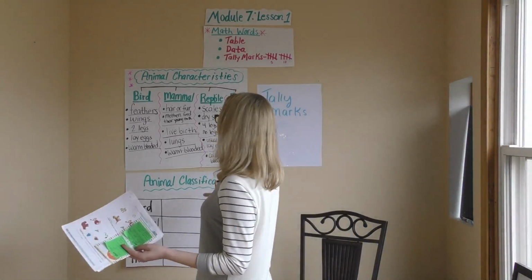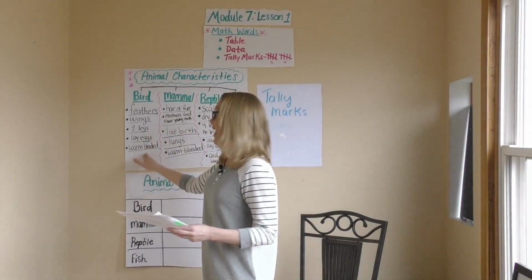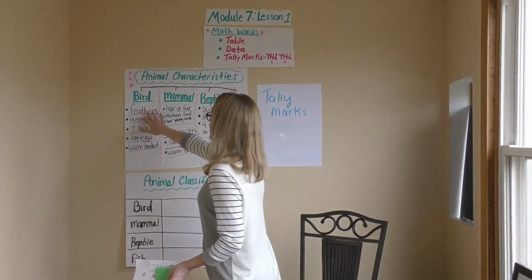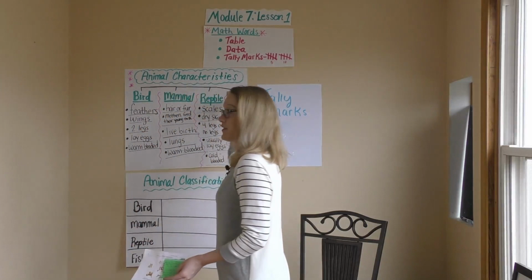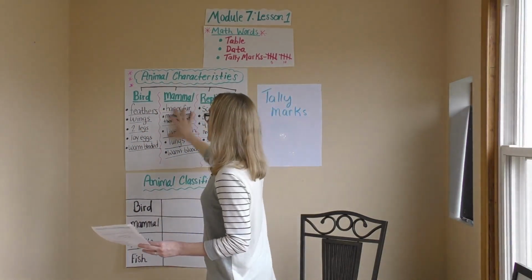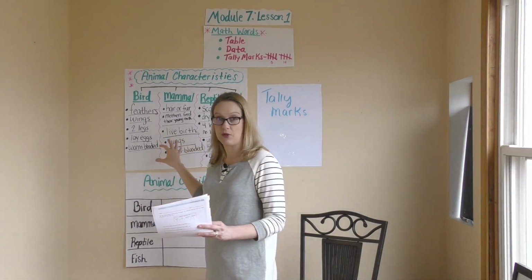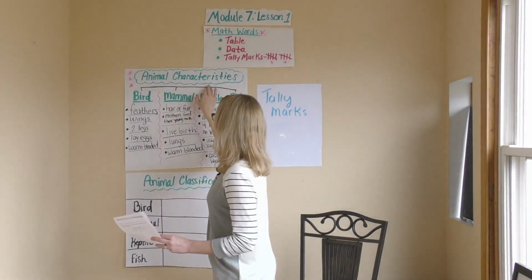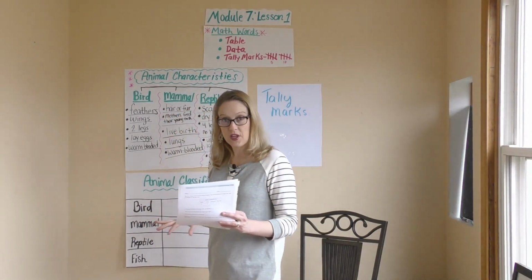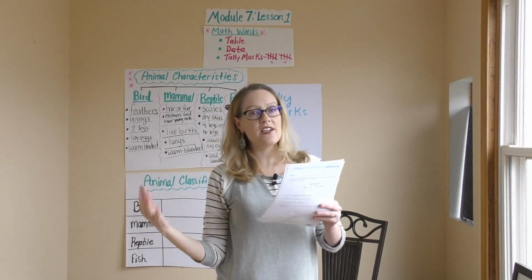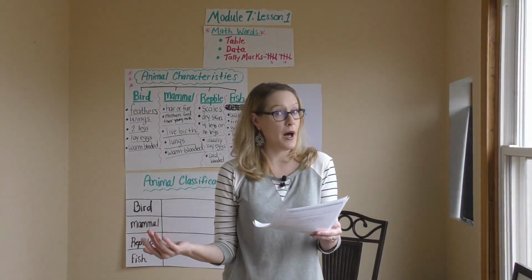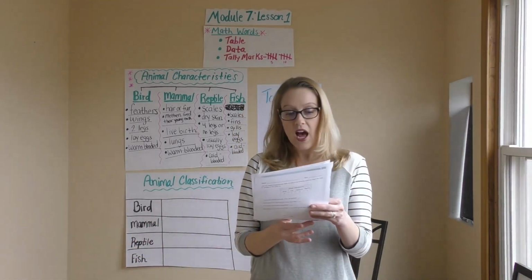So here I have a table right here, and I have it organized according to different types of animals. I have bird, mammal, reptile, and fish. But this is considered a table, and this is the data in my table. So this is a table about animal characteristics, and all of this information is considered my data. Okay, so data is something that you collect, information that you're able to gather about a topic or a subject.